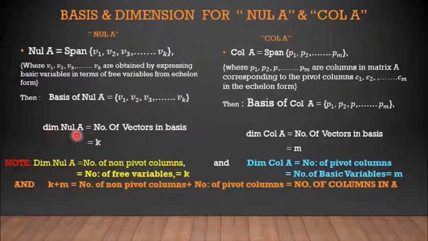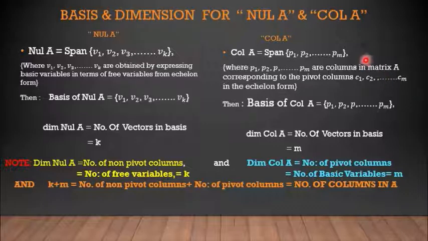Then the dimension of null A is equal to the number of vectors in the basis, that is equal to k. And then let us come to column space A. Column space A is equal to the span of some other vectors P1, P2 and so on Pm, where P1, P2, P3 and so on Pm are columns in matrix A corresponding to the pivot columns C1, C2 and so on Cm in the echelon form.